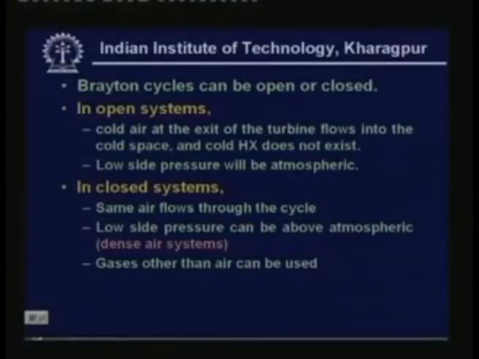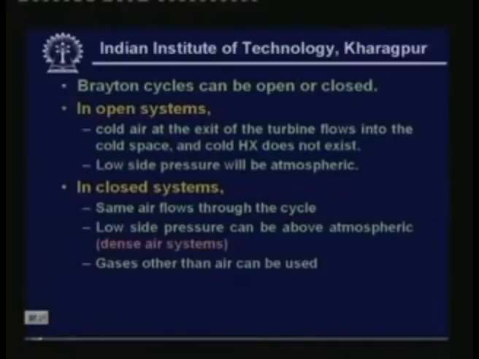So, dense air cycles are obviously possible only with closed cycle systems, and you can also use gases other than air. For example, if you have a closed cycle system, it is not necessary that you have to use air only. You can also use other gases such as helium or any other gas. Such systems exist for other applications other than aircraft cooling. Typically in aircraft cooling we use air, and normally it will be open.